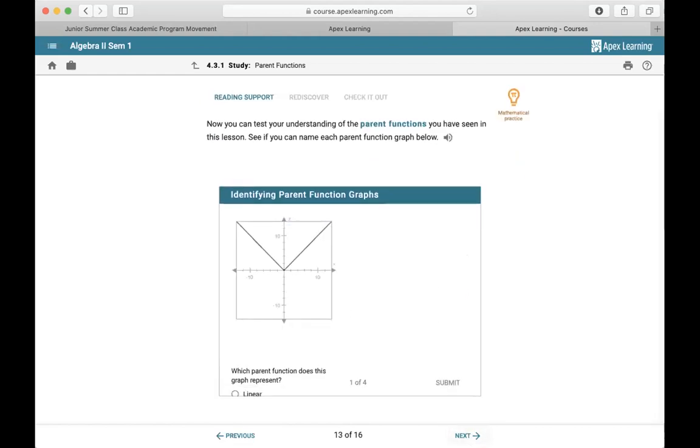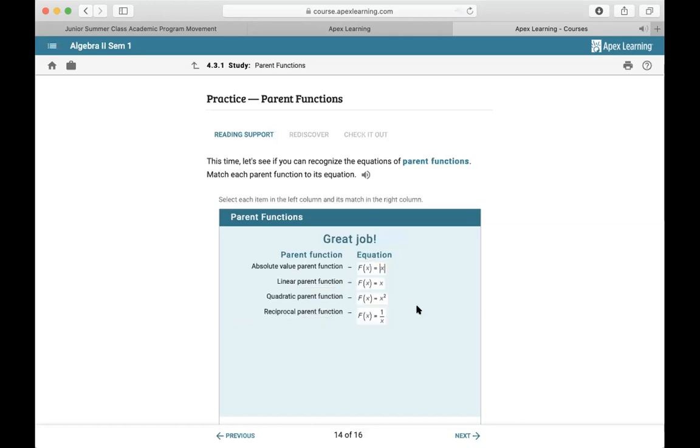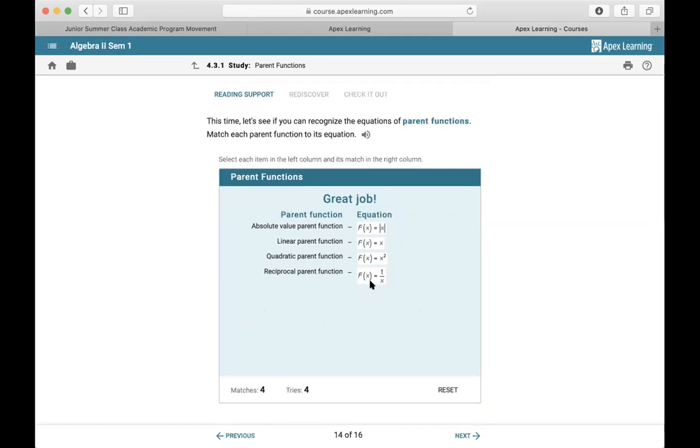So then if we move forward here, all right, so the absolute value parent function, right? You got to know that that equation is with those vertical lines, okay, those vertical lines. The linear parent function, that's just where y equals x, all right? For our quadratic parent function, that's our x squared, right? Because that x squared is our quadratic term. And then that reciprocal, which may be new to us, is the 1 over x. Okay, it's the 1 over x. So it's always going to look like those equations for these different parent functions, okay?